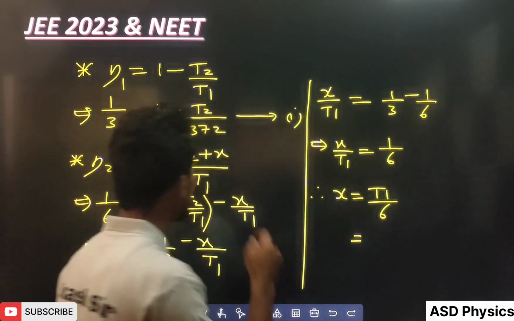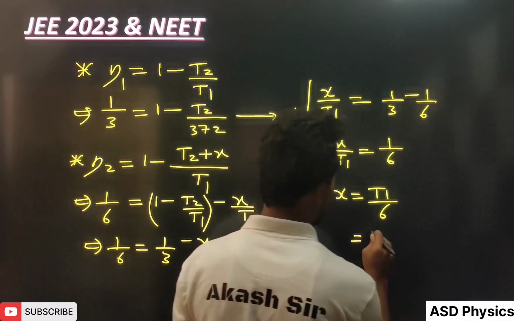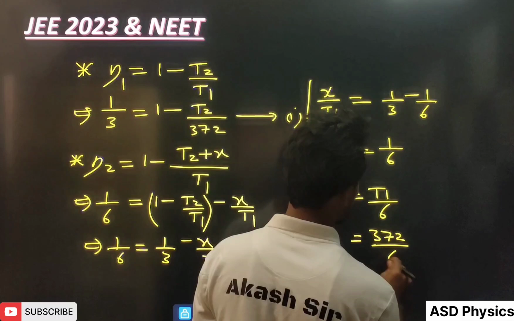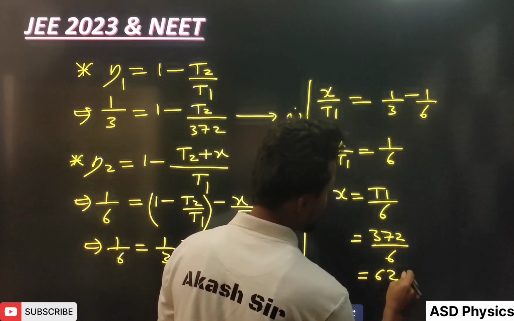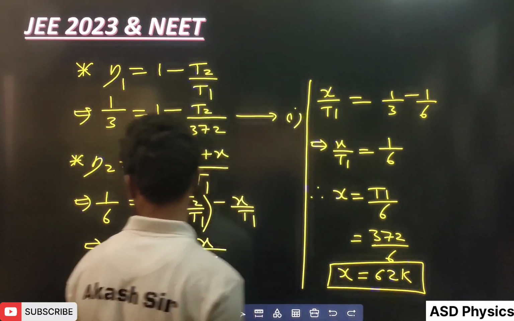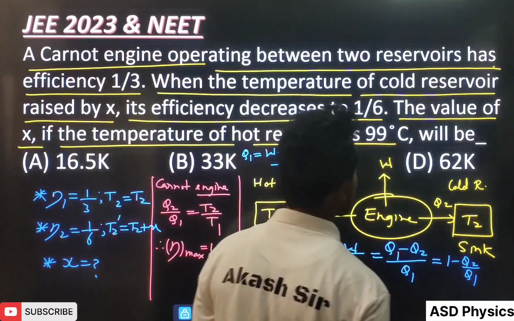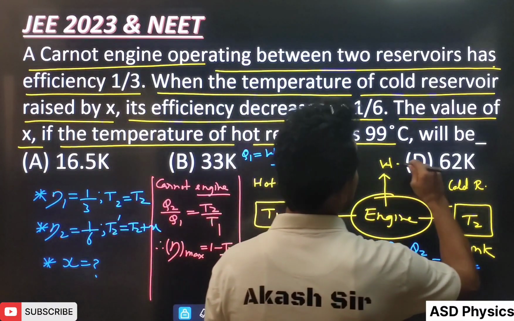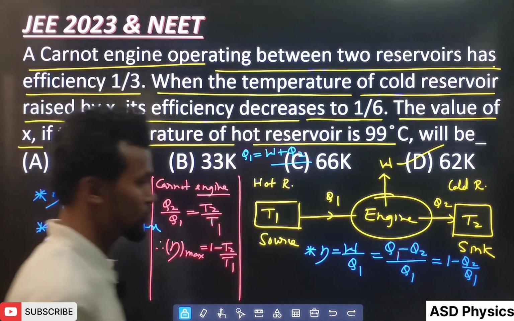So if I write x, this x will come as T1 by 6. The T1 value is 372, 99 plus 273. So it will become 372 by 6, and 6 sixes are 36, this will go that side, 62 Kelvin. The value of x is going to be 62 Kelvin. Can you see? So this is the first kind of question.